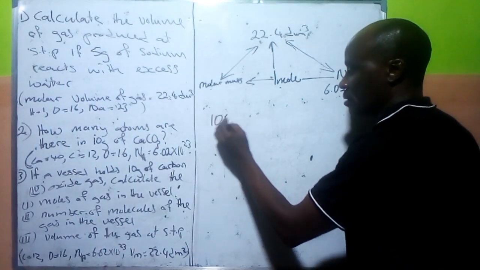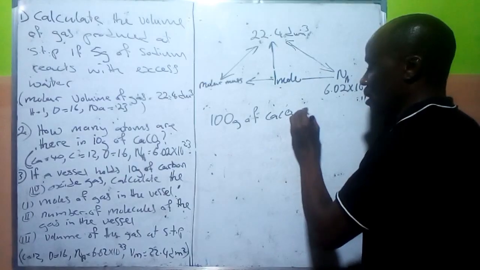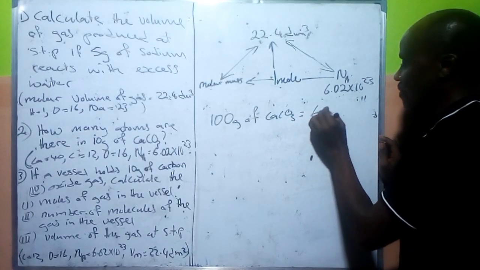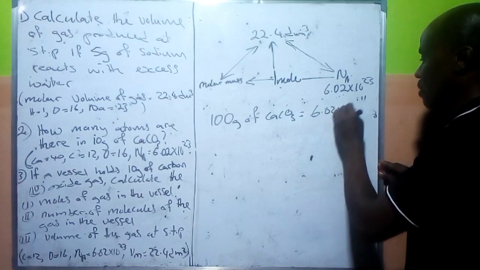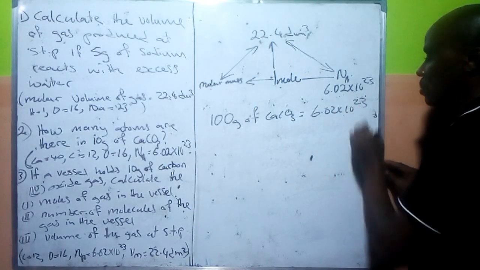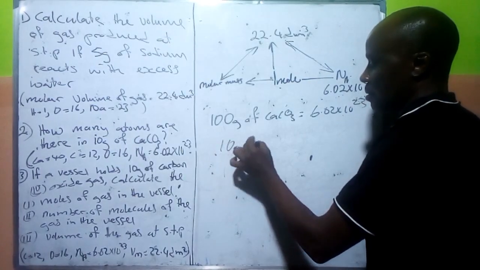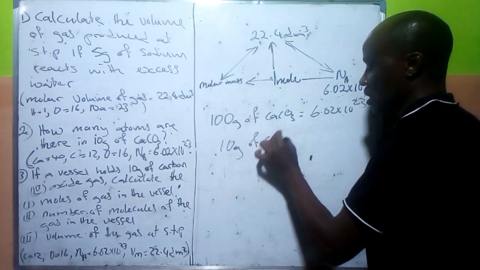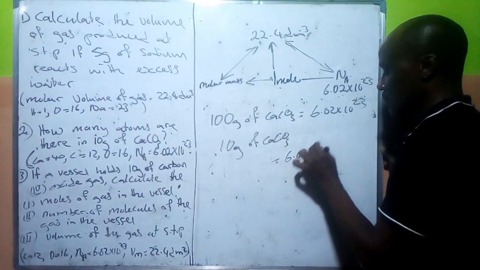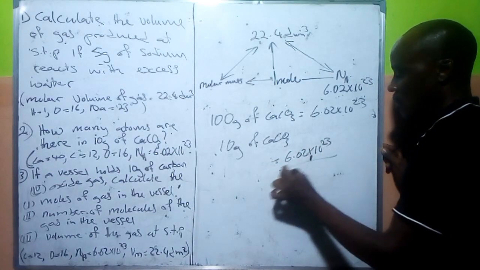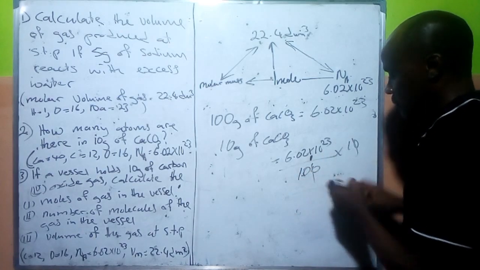100 grams of calcium trioxocarbonate is equal to what? It contains this number of what? Atoms, because we are looking for the atoms now. So this is what we have. So what will 10 grams of calcium trioxocarbonate contain? It will be times 23 over 100 multiplied by 10. So what do we have?